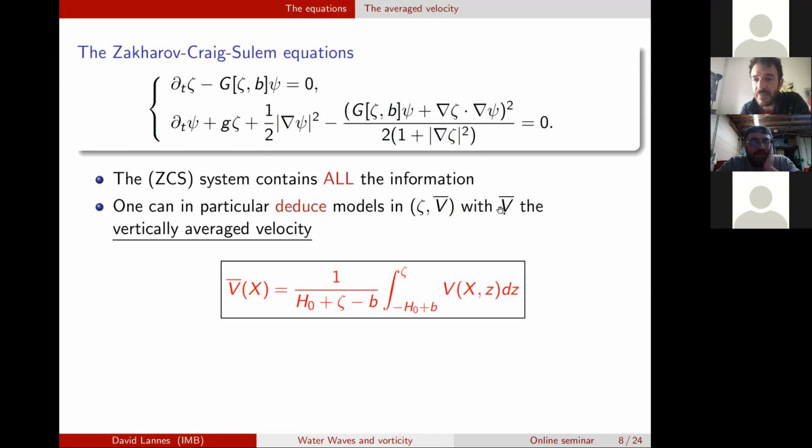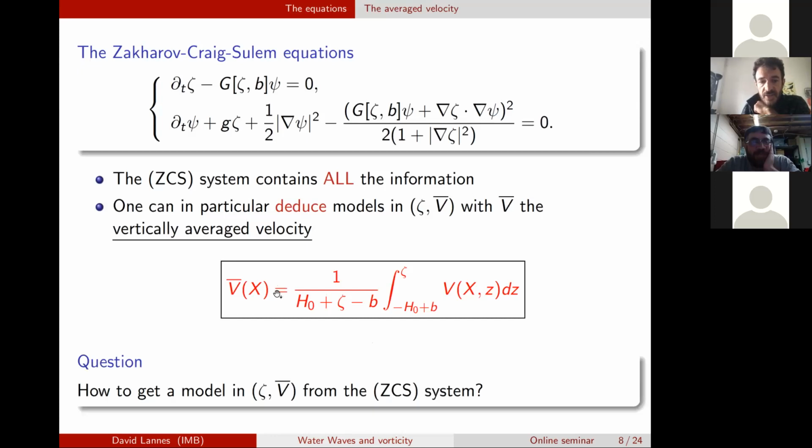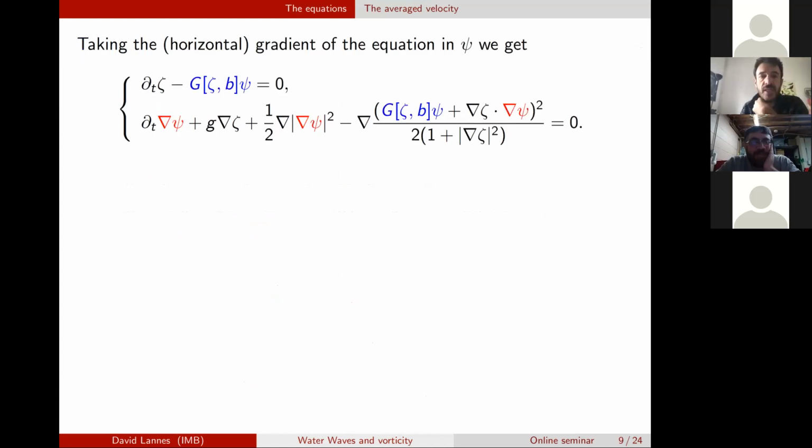And in particular, if you know this Zakharov-Craig-Sulem system, you are able to find models in terms of zeta and what I call V bar, which is an interesting quantity. This is the vertical average of the horizontal velocity. So you integrate the horizontal velocity from the bottom to the top, and you divide it by the water height. Okay, and so this is the vertically averaged horizontal velocity. This is a physically relevant quantity, which is related to the horizontal discharge. And how do you get an asymptotic model in terms of these two quantities, zeta and V bar, from this Zakharov-Craig-Sulem system? The way to do this is using some kind of asymptotic analysis.